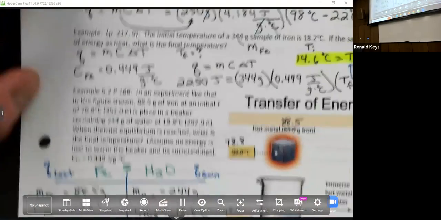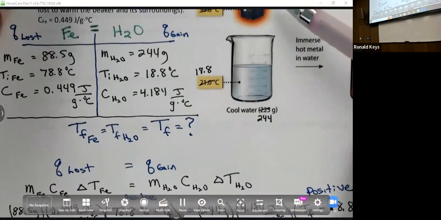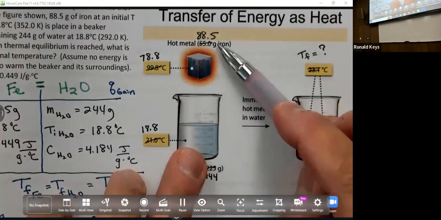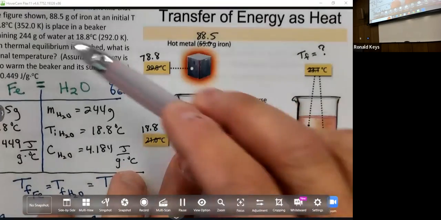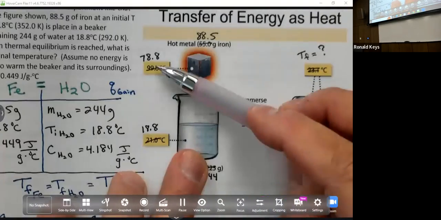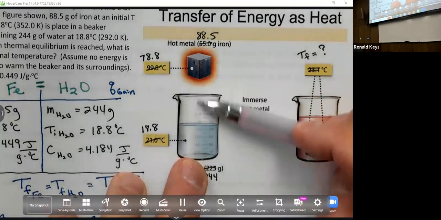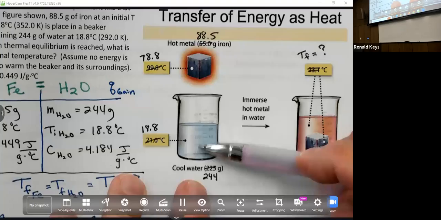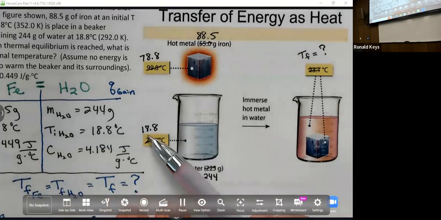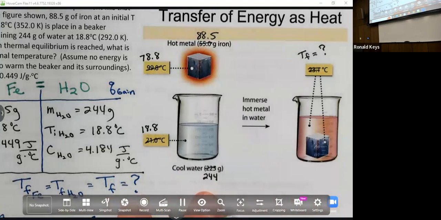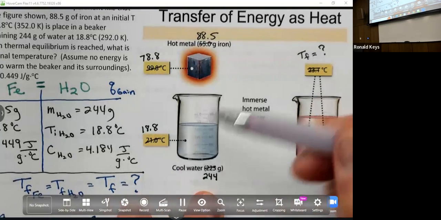And we left off at this problem down here where we have 85.5 grams of iron at 78.8 degrees. That iron gets dropped into this beaker. The water temperature inside the beaker is 18.8. There is 244 grams of water in here. We're assuming that there's no heat loss.